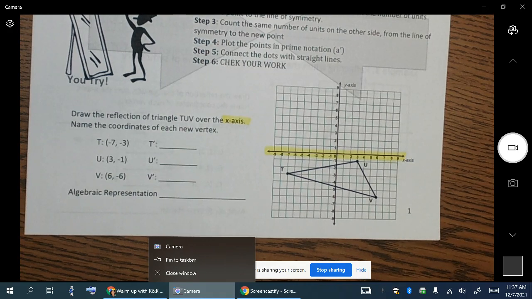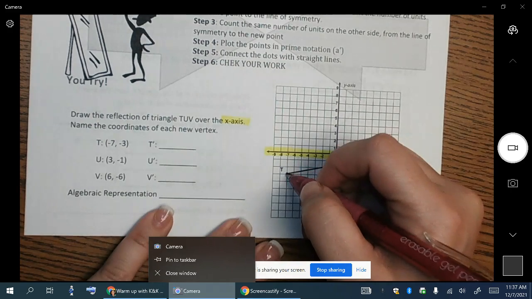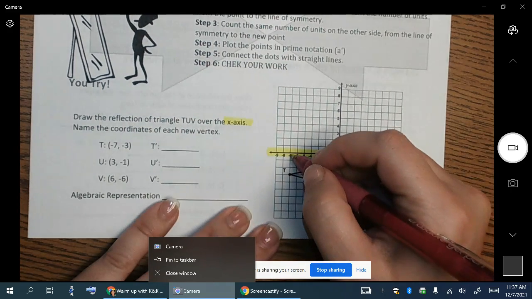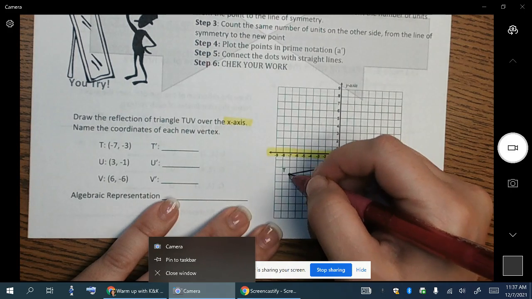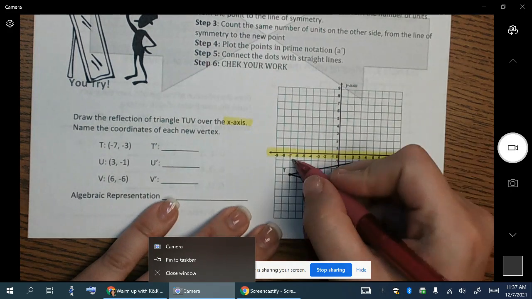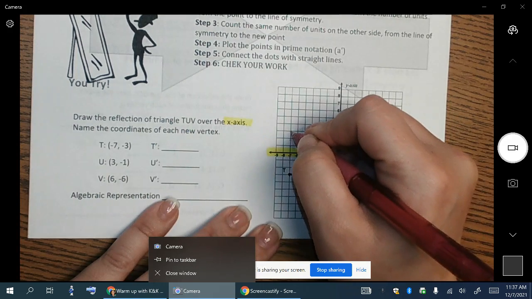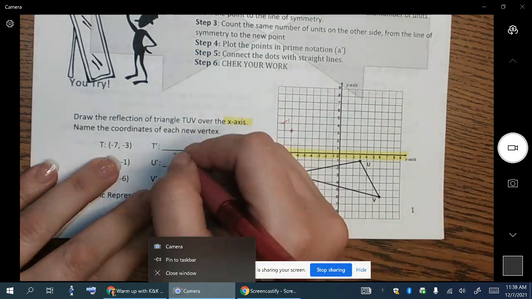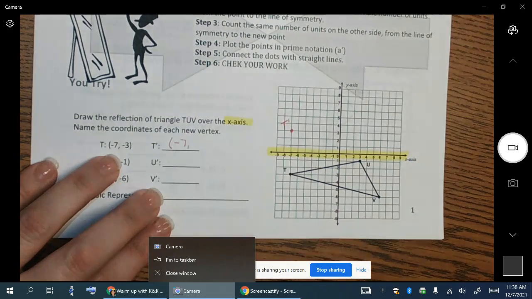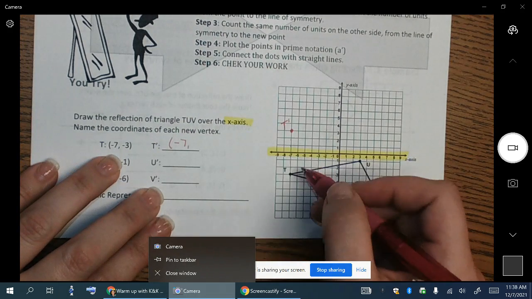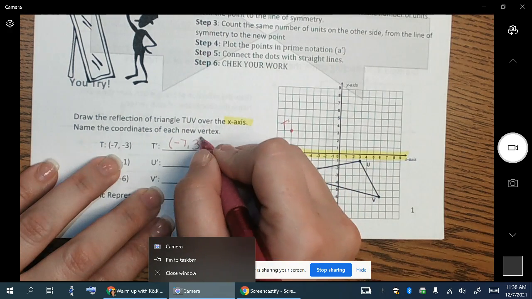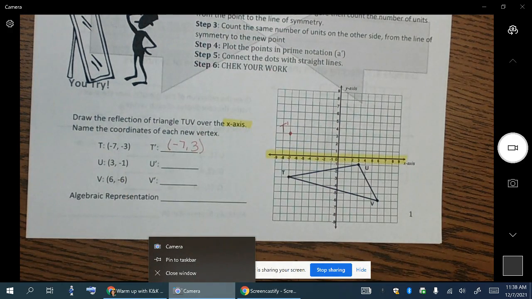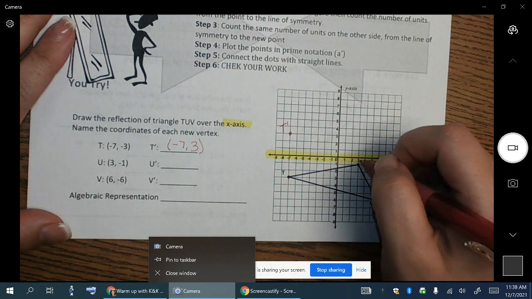Okay, so now, how far is T from the X-axis? It's 3 away, so I have to plot it 3 away here. So it's T prime. So now my coordinate is -7. And what's my Y value? Positive 3, because I went up 3, good. Okay, my U, how far is U?